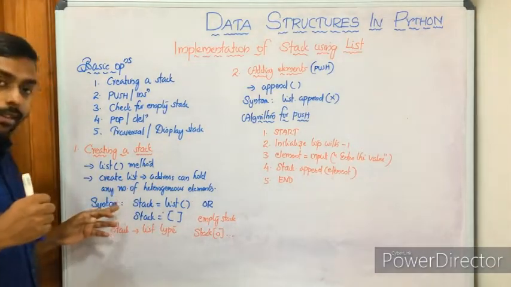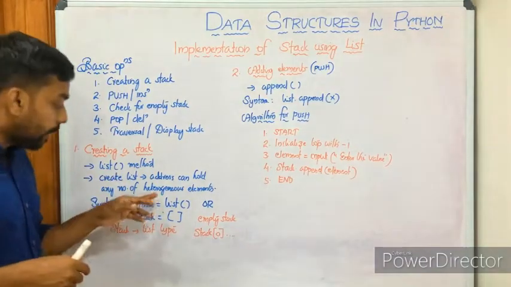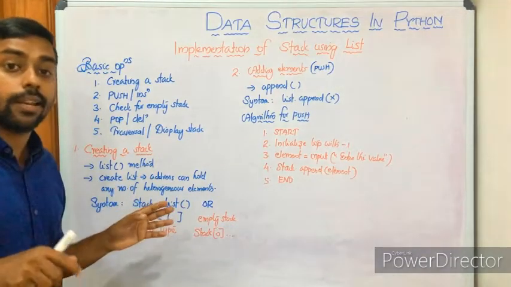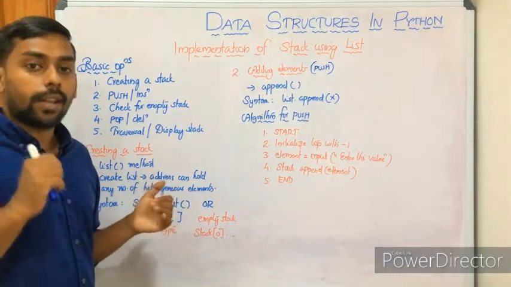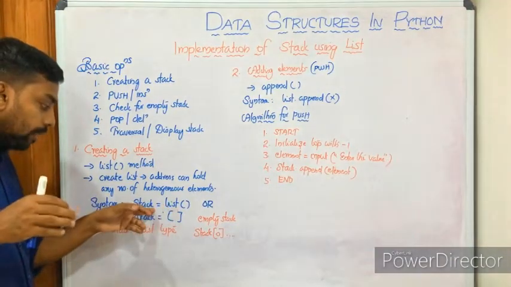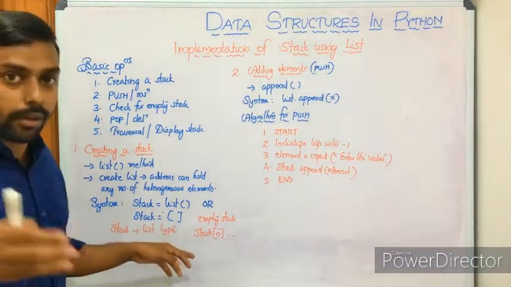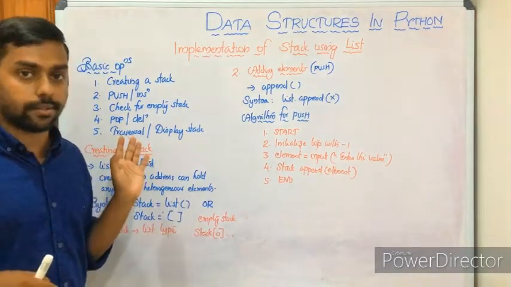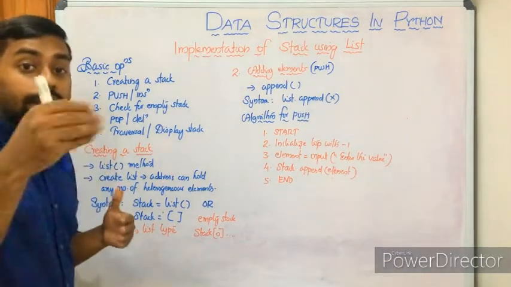Here the syntax is: stack equal to list, or stack equal to square brackets. Both create an empty stack, because can you see any element here? No. Both these statements create an empty stack. Here stack is a variable of list type. How can you refer to each element? Using stack of 0, stack of 1, stack of 2. This way we can create a stack as a list.